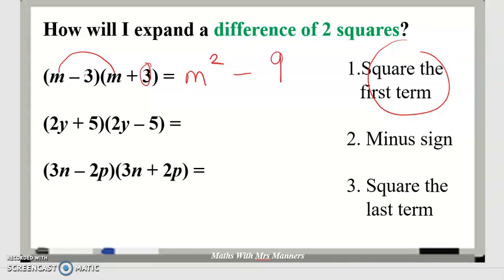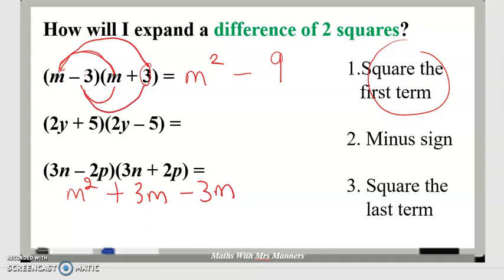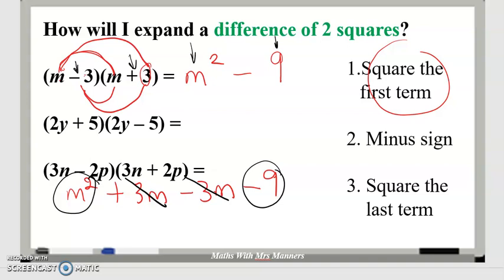Now, if you need some more proof, because you've just learnt this, let's just expand it out. m times m is m squared. m times 3 is positive 3m. Minus 3 times m is minus 3m. And minus 3 times 3 is minus 9. Once again, this term and this term will cancel because in the brackets they are the same number but opposite in sign. So I'm left with the first term squared and the last term squared. And once again, I have a difference. There's the difference of two squares. 9 is 3 squared, and m is being squared. So those are my two squares.